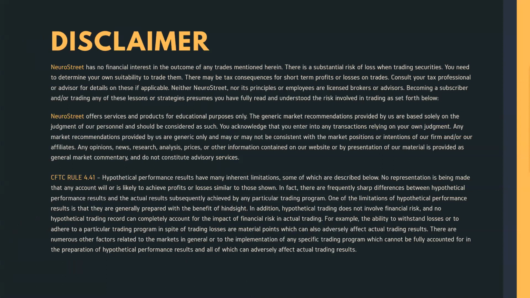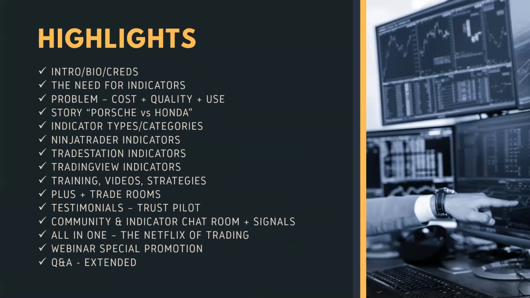That being said, let's jump in here. We've got a lot of stuff I want to cover, and I really think it's important that we break this down. We're going to talk about the need for indicators and essentially the problem that we can help solve. I want to tell you a story about a Porsche and a Honda, which I think is really fitting for the topics at hand. We're going to go into all of the different indicators and types of indicators that are available to you with NeuroStreet. Then we're going to talk about the NinjaTrader platform and all of the indicators available for NinjaTrader, as well as TradeStation, as well as TradingView.